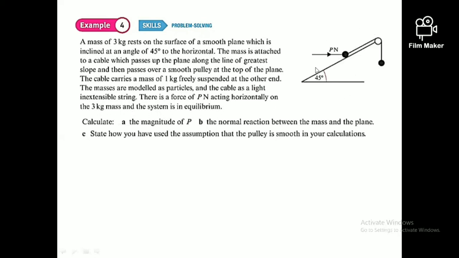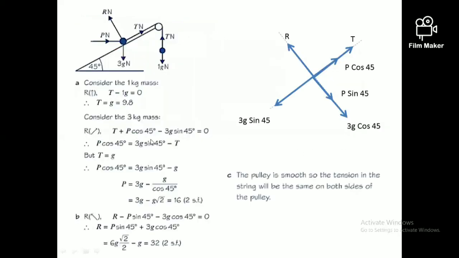The things we need to find are the magnitude of P and the normal reaction between the mass and the plane. Then in part C they ask us to explain how we have used the assumption that the pulley is smooth in the calculation. I think I have explained this already. If the pulley is smooth, the tensions on both sides of the pulley are the same, right? Let's go to the answers.